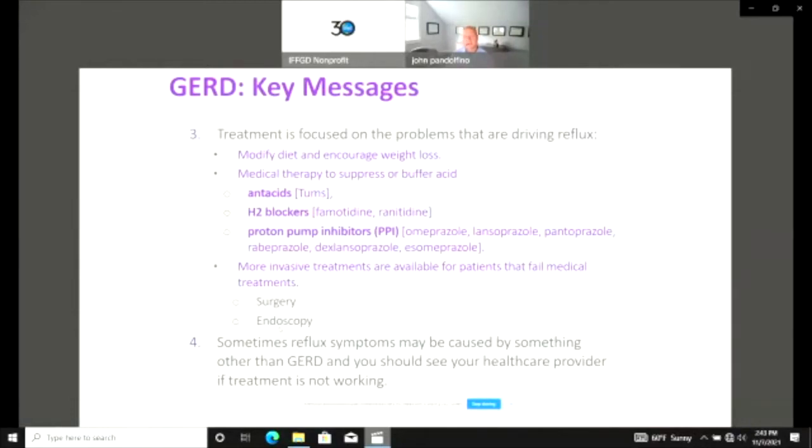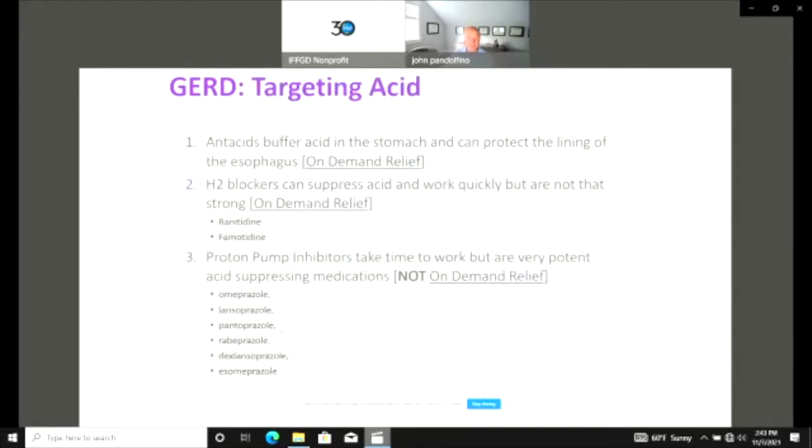Now, there are certainly some more aggressive approaches that would require surgery and endoscopy that could effectively treat the anti-reflux barrier and prevent you from getting reflux, where you can maybe stop your proton pump inhibitors. But as I mentioned, sometimes reflux symptoms may be caused by something other than GERD, and you should definitely see your healthcare provider if these medications or medical therapies are not working.